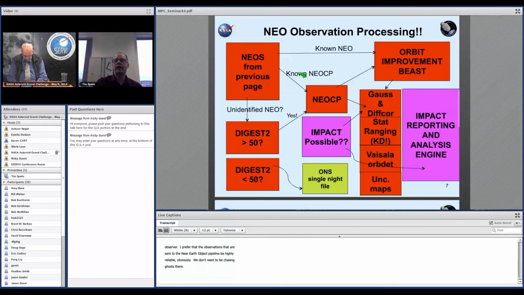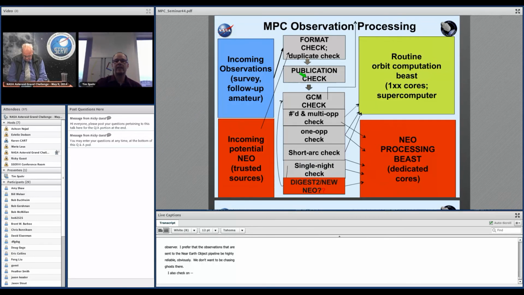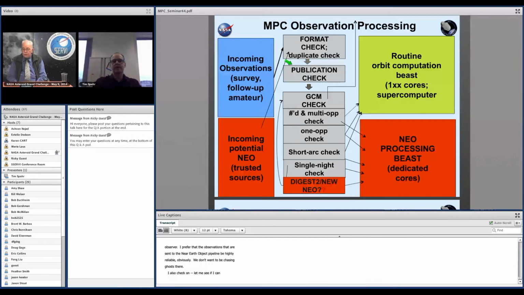I also check on, let me see if I can go back here. Right here, this great circle motion check. This will check how likely the motion is for a real solar system object. And quite often I get things in there where somebody will send me 4 observations and the object reverses direction. It goes from north to south to north in 20 minutes. That's unlikely. In fact, it's impossible. And so that check does return a lot of observations to the sender and say, I don't really think this is real.